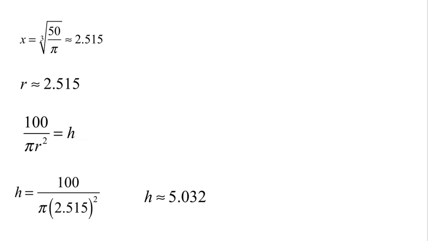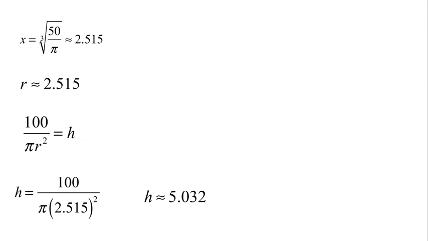So notice the height and the diameter of the can are the same. Interesting. Very close. This is a round-off error here, which is why they're not exactly the same. The diameter and the height of the can are the same to minimize the surface area.